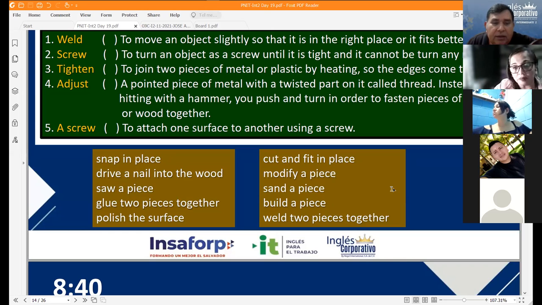Okay, build a piece. Build a piece. Okay, the name says it, build a piece. Weld two pieces together. Okay.